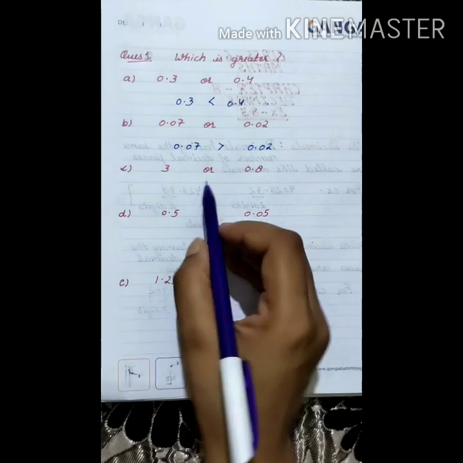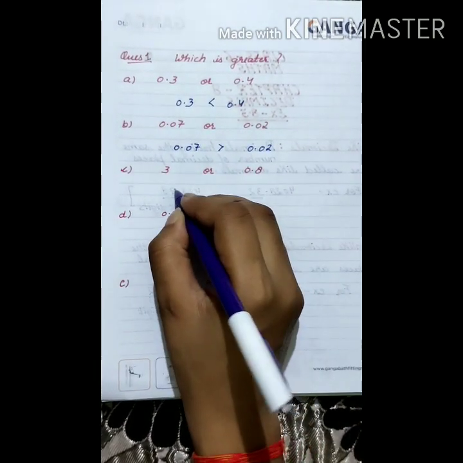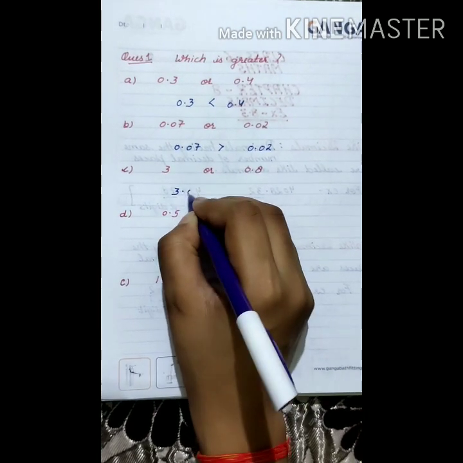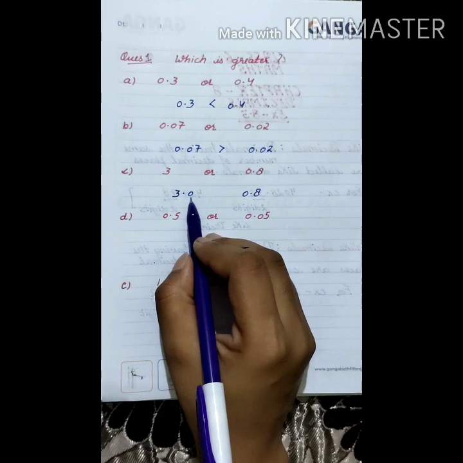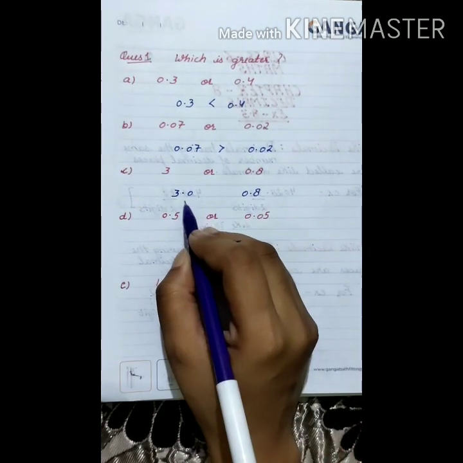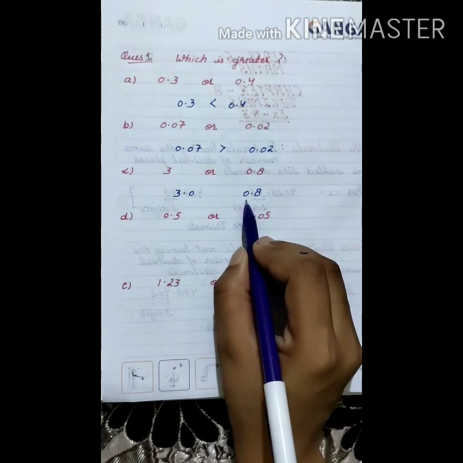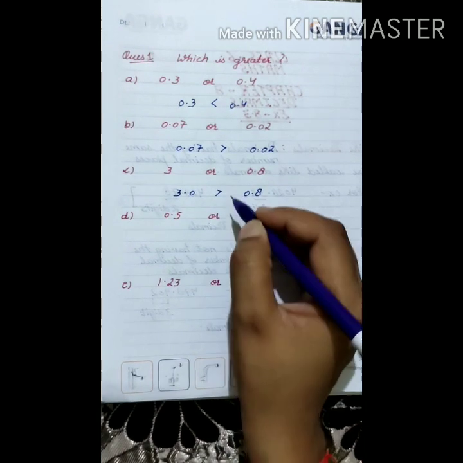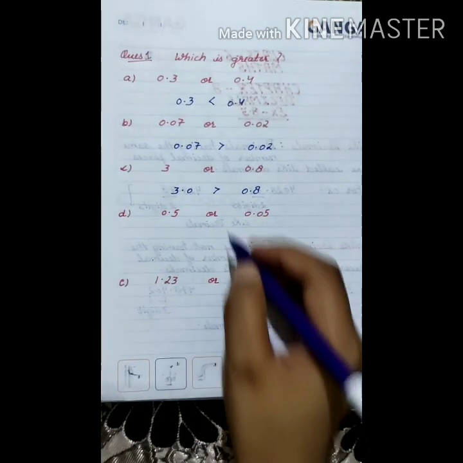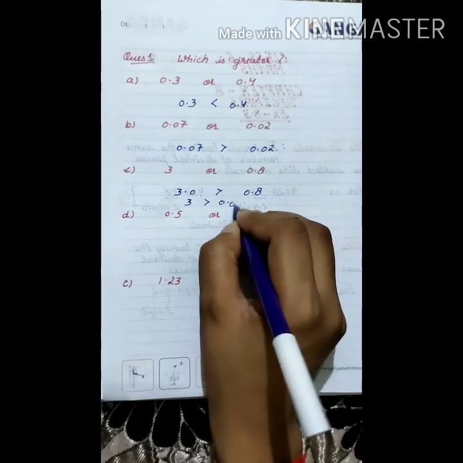C part, 3 or 0.8. Firstly we will convert it into like decimals. 3.0 or 0.8. After the decimal point, we will add 0. Now, firstly we will compare the whole part. Here 3 and in this decimal number we have 0. And we know that 3 is greater than 0. That means 3.0 is greater than 0.8. Or we can say that 3 is greater than 0.8.